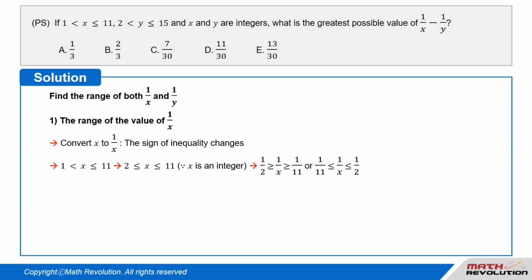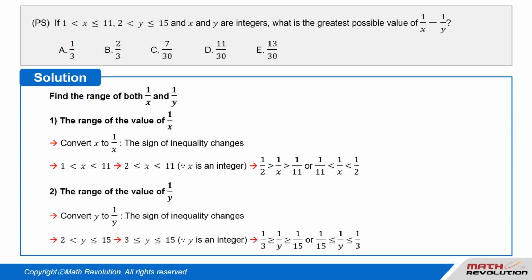The range of values of 1 over x. The sign of inequality in the range will change when we convert x to 1 over x. So, 1 is smaller than x, which is smaller or equal to 11, or 2 is smaller or equal to x, which is smaller or equal to 11. Because x is an integer, this will become 1 over 2 is greater or equal to 1 over x, which is greater or equal to 1 over 11. Or 1 over 11 is smaller or equal to 1 over x, which is smaller or equal to 1 over 2.